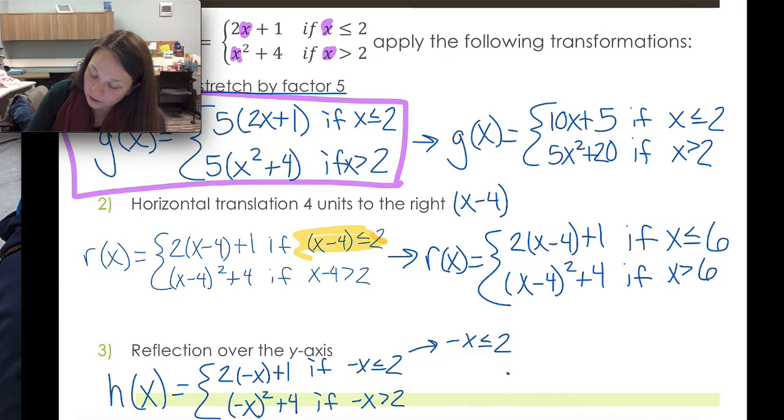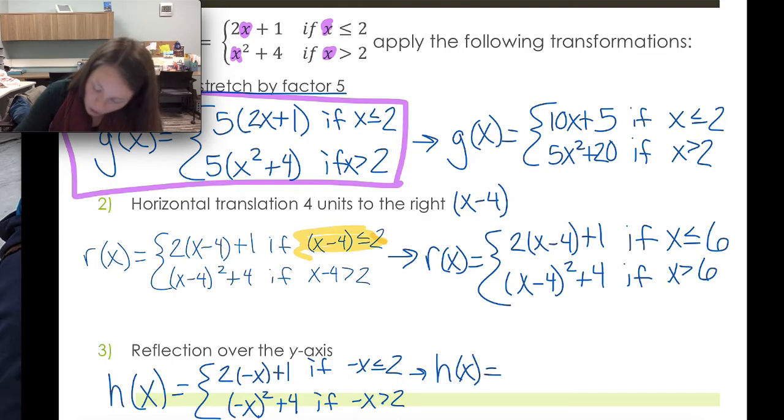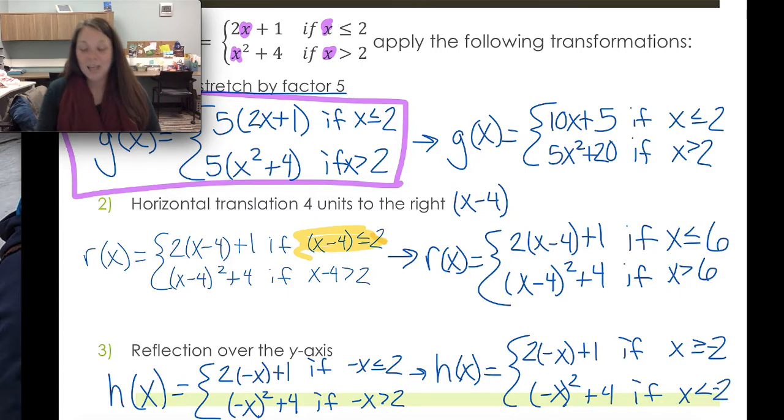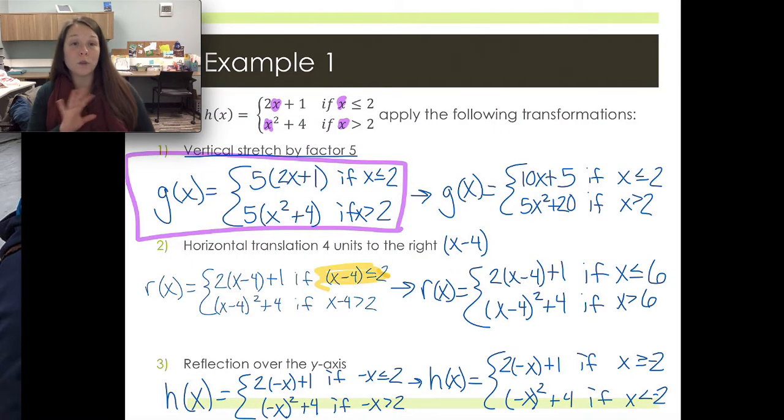So the way our final answer is going to look then for this, and we will have 2 negative x plus 1, and that will be if x is greater than or equal to negative 2. And then negative x squared plus 4 if x is less than negative 2. All right, so this is example 1. I want you to move on to example 2 and then watch through example 2 to check your work.